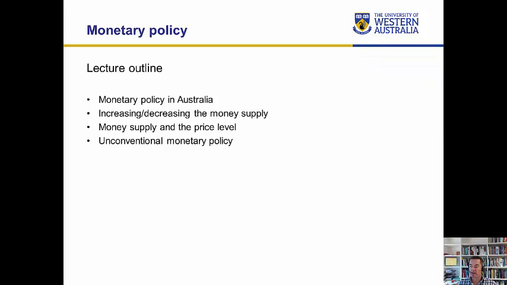So we're going to be looking at monetary policy in Australia and how it differs from monetary policy in Singapore and Hong Kong in terms of the operation of monetary policy. Then we're looking at how the money supply can be increased or decreased, and when the money supply changes, what impact does that have on the price level? We'll be looking at that, and then to finish this particular topic, we'll be looking at unconventional monetary policy and the three major unconventional monetary policies that are used by central banks.